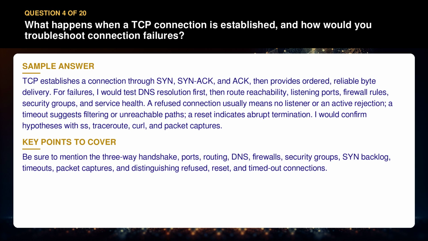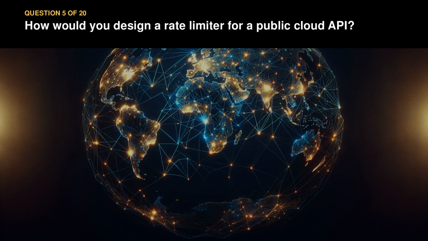Be sure to mention the three-way handshake, ports, routing, DNS, firewalls, security groups, SYN backlog, timeouts, packet captures, and distinguishing refused, reset, and timed out connections. Question 5. How would you design a rate limiter for a public cloud API?